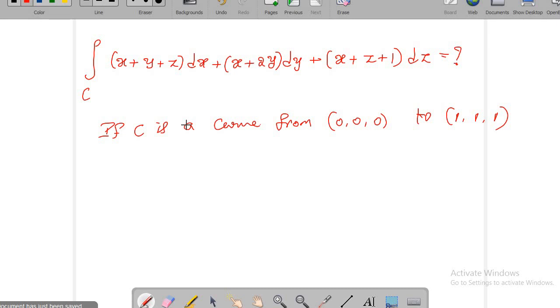If they say any curve, you can take a line as well, a line from 0 to 1, 1, 1. But if the vector field is conservative, no need of taking any curve. First let us see whether the given vector field is conservative or not. Can you verify and tell me whether it is conservative or not?